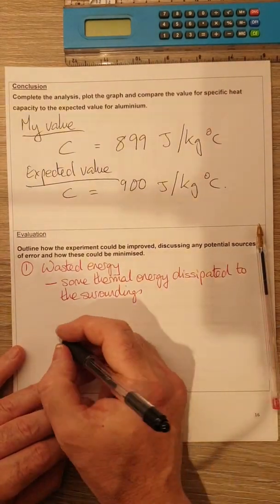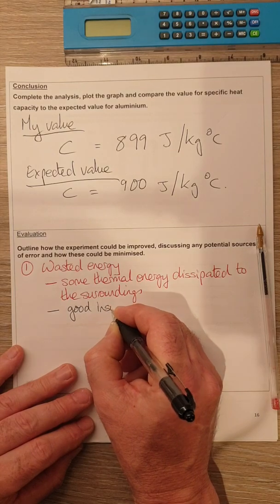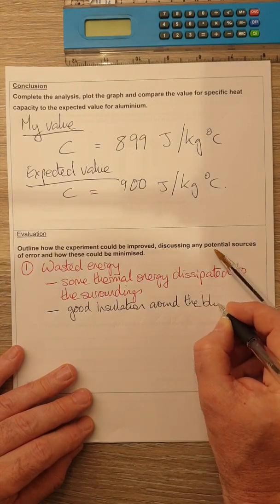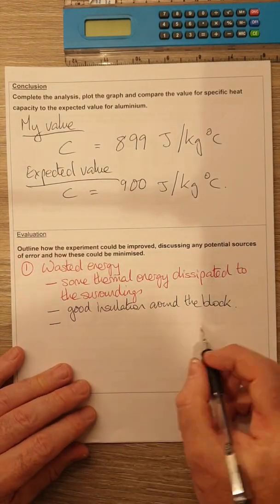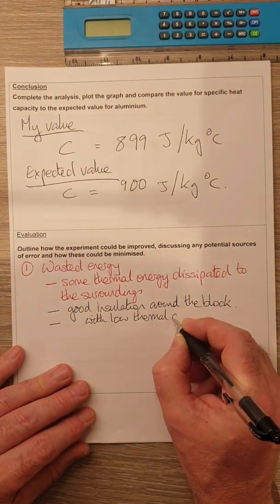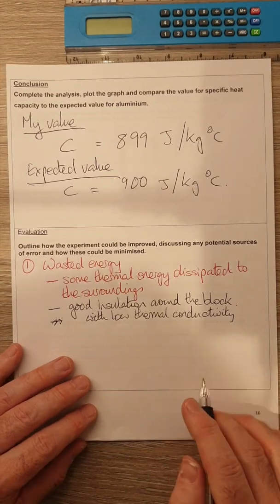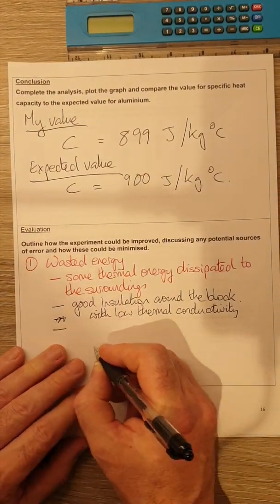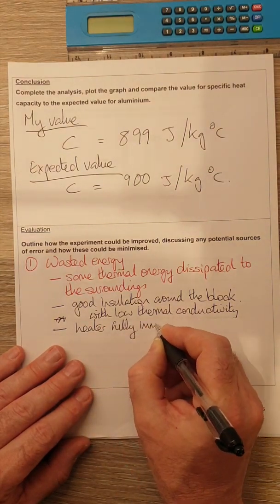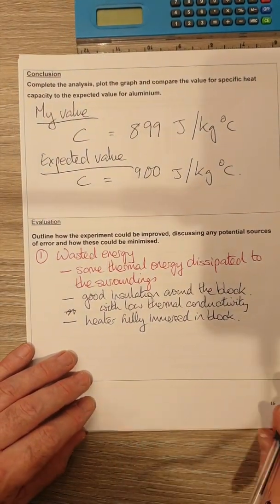So how can we deal with this? We make sure that we have good insulation around the block, with low thermal conductivity, which we saw in the previous part of the energy topic, and the heater fully immersed in the block so that it's completely inside the block.